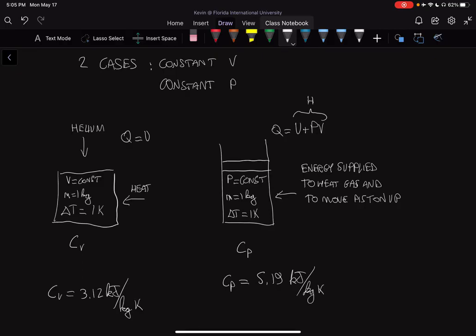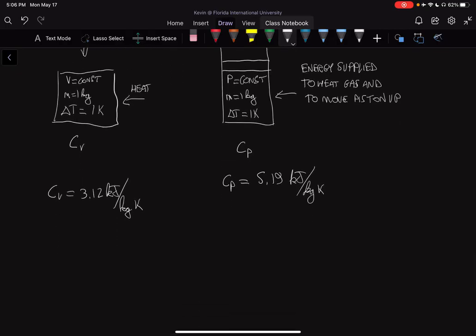Now how do we express Cp and Cv in terms of thermodynamic properties? How do we come up with an equation for Cp and Cv in terms of thermodynamic properties? Let's try and figure it out.